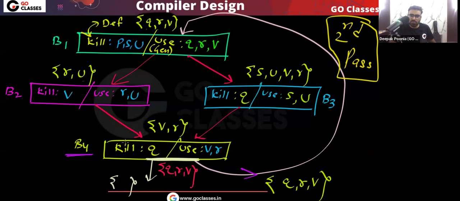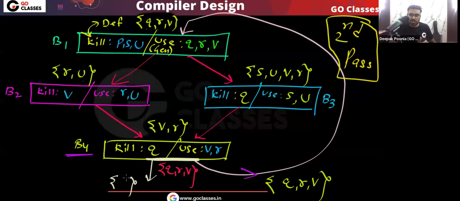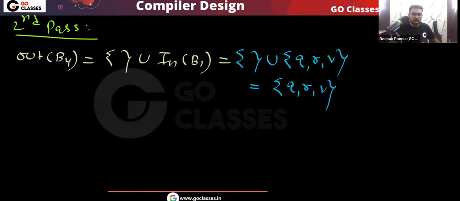Then what will be out of B4? Out of B4, that is QRV. Let me write here. In the second pass, the first step is finding out of B4. Out of B4 will be empty union in of B1. Why empty? Because we are assuming that at the exit there is nothing live, there is no variable alive. In of B1 is QRV, so finally it will be QRV. This is the out of B4.